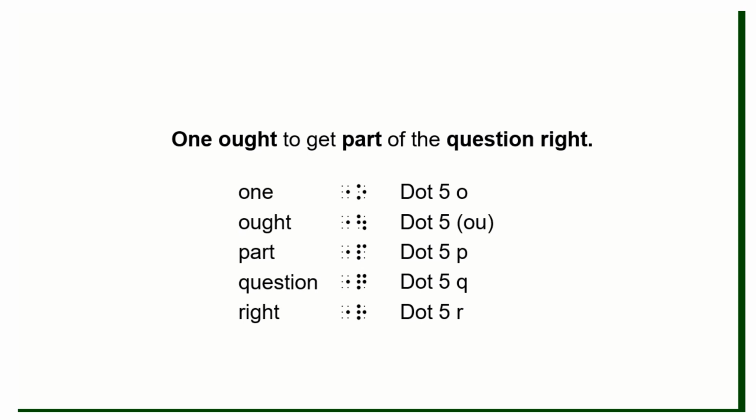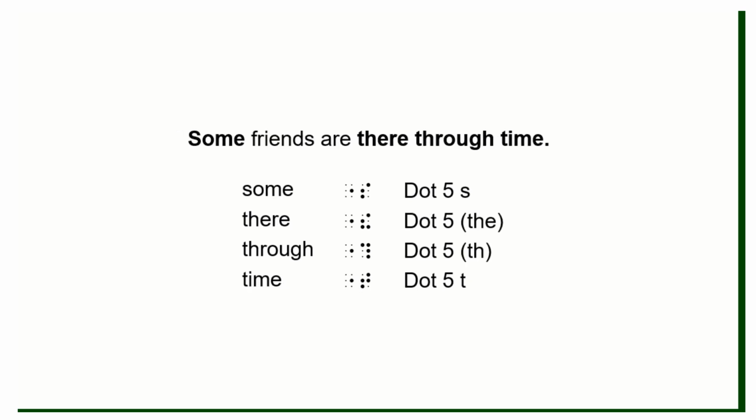One ought to get part of the question, right? I like this one, always makes me laugh. One ought part question, right? Are the vocab. One is .50, ought, .50u, part, .5p, question, .5q, right, .5r.